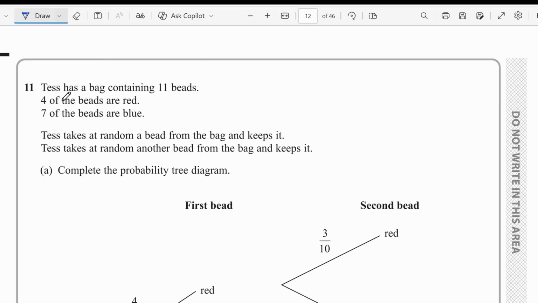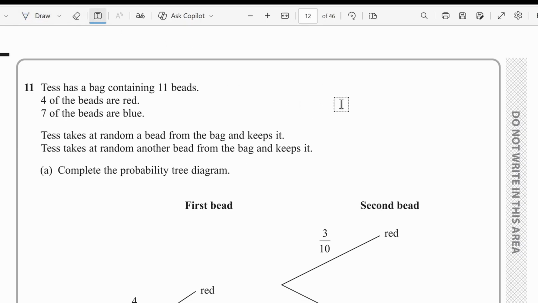Question number 11 is: Tess has a bag containing 11 beads, 4 are red, 7 are blue. Tess takes at random a bead from the bag and keeps it. Tess takes at random another bead from the bag and keeps it. Complete the probability tree. So it means that this is without replacement.